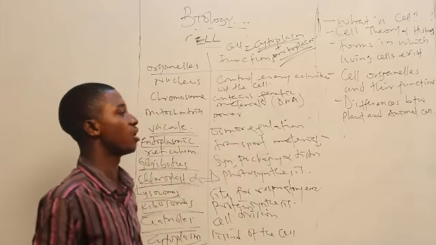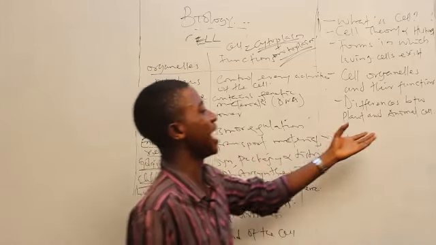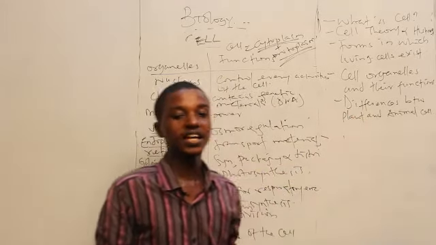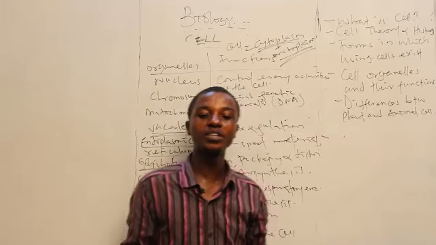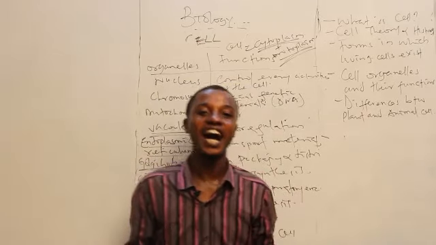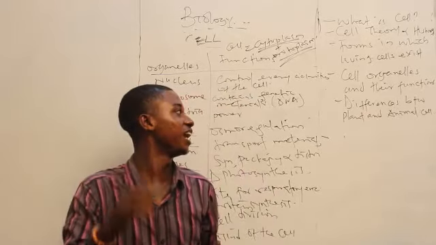So don't forget. Now we're going to be going through our last outline, and that is the differences between plant and animal cell. So that's what we're going to be looking at now. The differences between plant and animal cell. So stay tuned and don't go away.